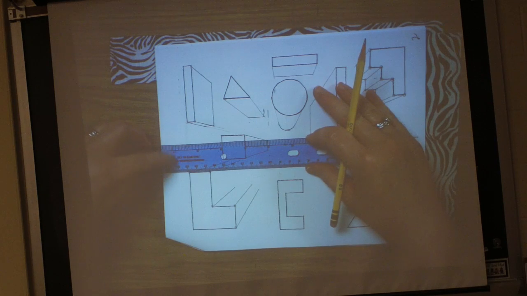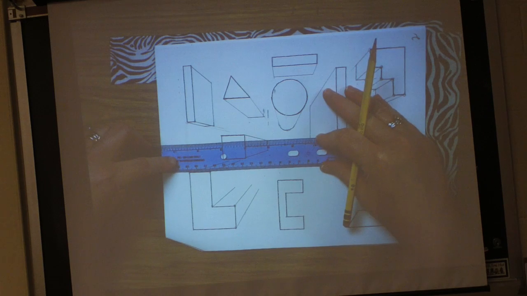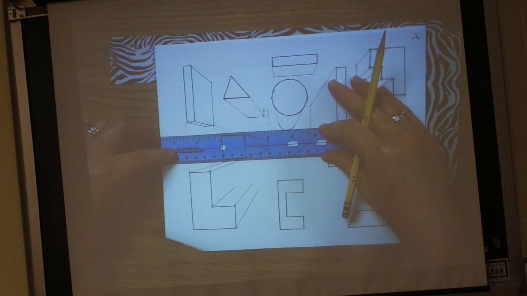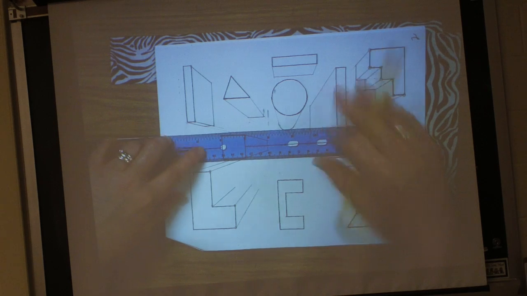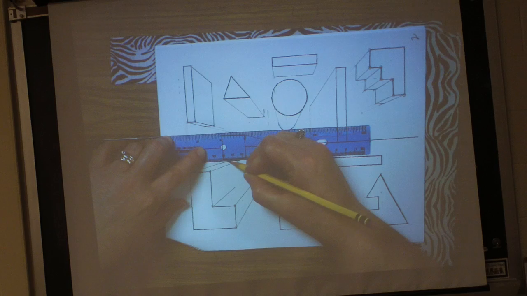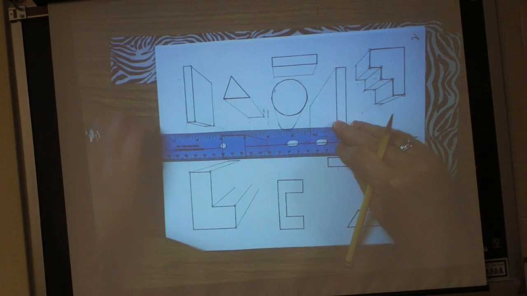So if I put my ruler there where it's horizontal and I keep my ruler horizontal but I scoot it back, I need to connect my first distance line to the second distance line while my ruler is horizontal.